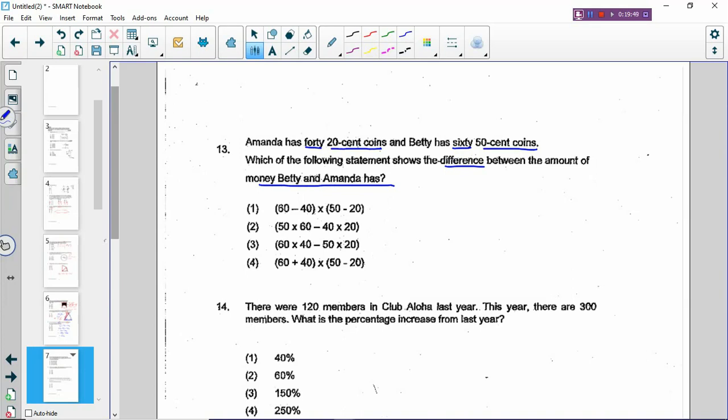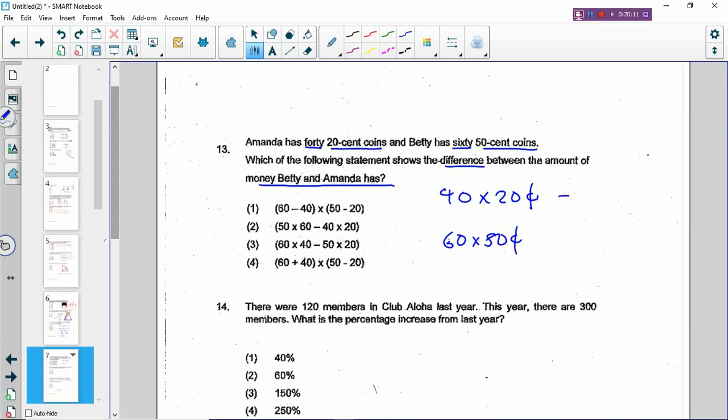It's about the steps. So which step is correct? So if Amanda has 40 20-cent coins, that will be 40 times 20 to get how much she has. And then Betty has 60 50-cent coins. So how much will that be? That will be 60 times 50. So which one do you think is bigger? 40 times 20 or 60 times 50?